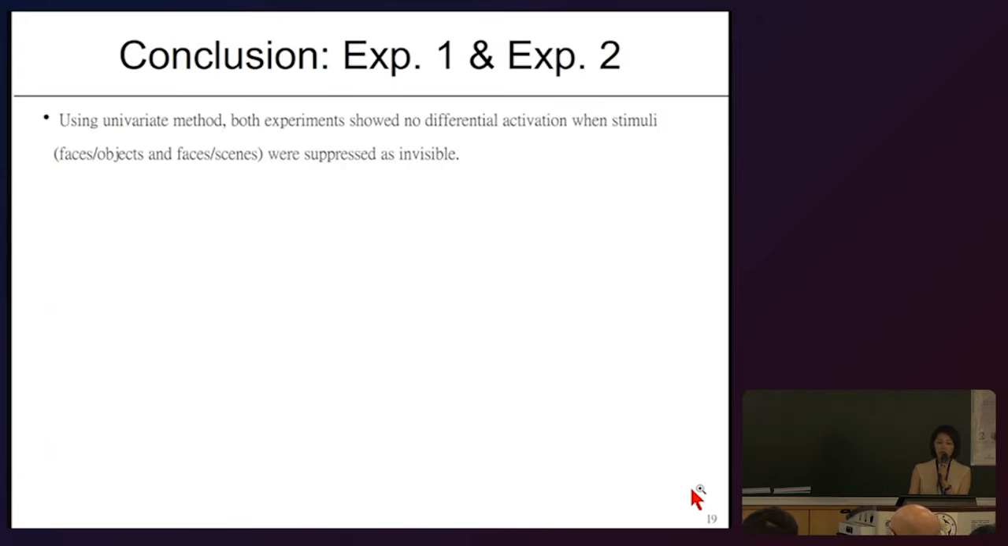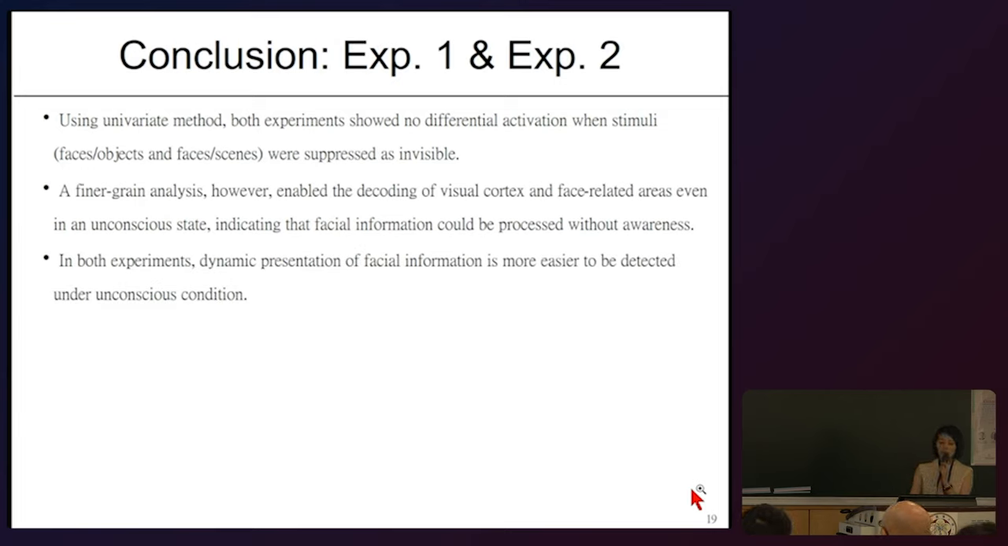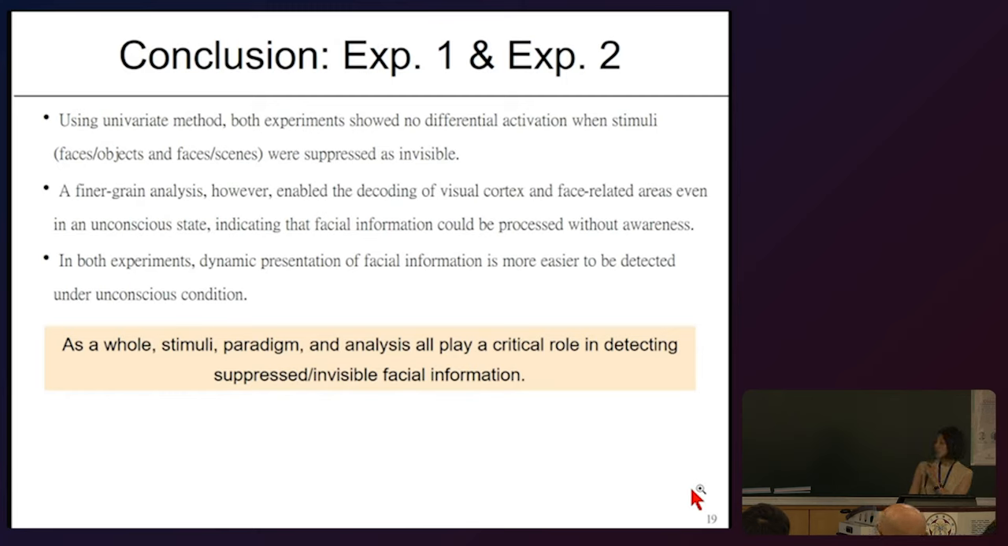Okay, so here comes the conclusion. First, using the univariate method, both experiments show no differential activation when stimuli were suppressed as invisible. But a fine-grained analysis enabled the decoding of visual cortex and face-related areas, even in an unconscious state, indicating that facial information could be processed without awareness. Besides, in both experiments, we found that dynamic presentation of facial information is easier to detect under unconscious conditions. So as a whole, our two experiments suggest that stimulus paradigm and analysis all play a critical role in detecting suppressed or invisible facial information.